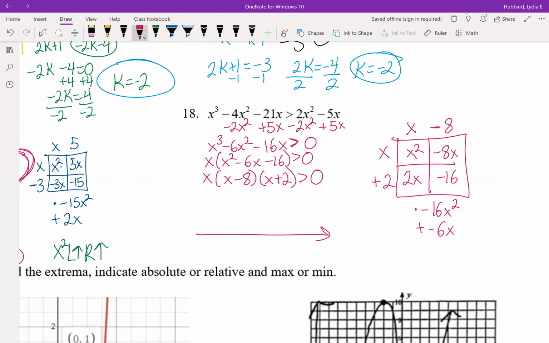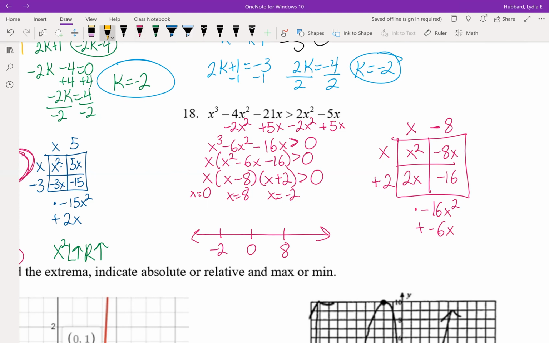Hopefully we can look at this and see that our zeros are going to be from this first one, it'll be 0. From the second factor, it'll be a positive 8. And from this third factor, it will be a negative 2. And we'd plot those on our number line. Okay, and I got those zeros by just setting each of those factors equal to 0 and solving.